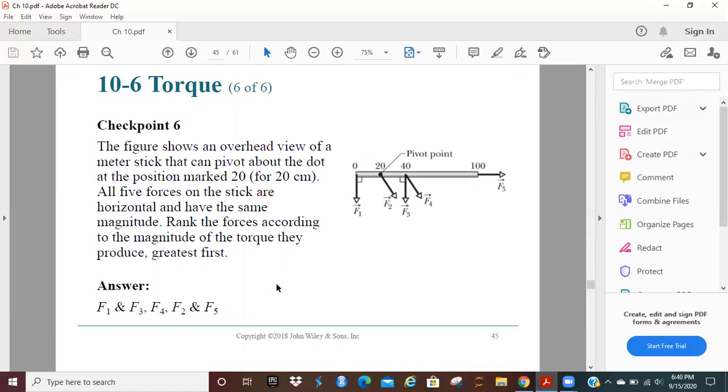So this figure shows an overhead view of a meter stick that can pivot around the dot at the position marked 20. All 5 forces on the stick are horizontal and have the same magnitude. So rank the forces according to the magnitude of the torque that they produce, with the greatest first.